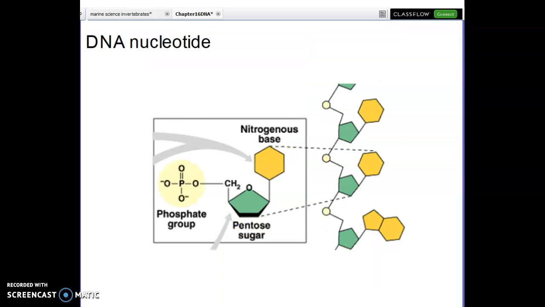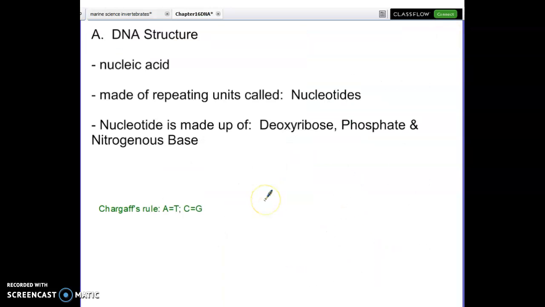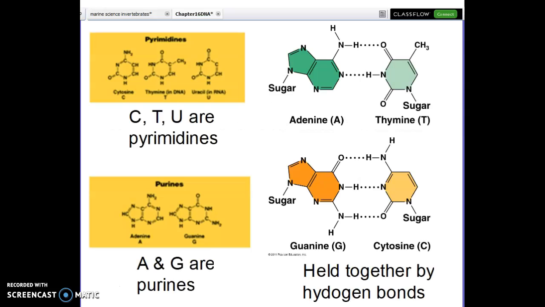Okay? All right, so remember that Chargaff figured out that the rule is A always pairs with T and C always pairs with G, and he figured that out with percentages. So if A was 40%, T was automatically 40%, and then the C and G would split the remaining 20% at 10% each. So that's how he figured all that out.